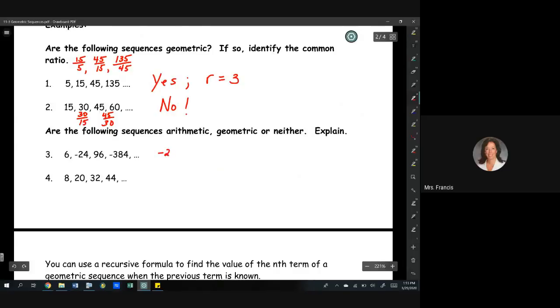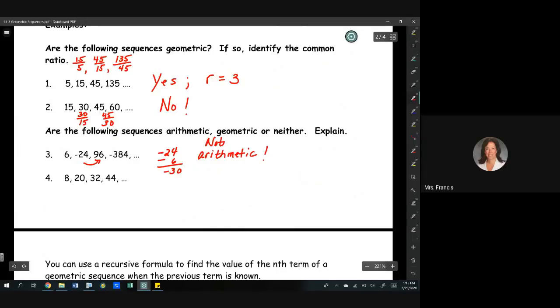So negative 24 minus 6, that would give me minus 30. So am I subtracting 30 to get to the next term? I am not. All right, so I know that it is not arithmetic.